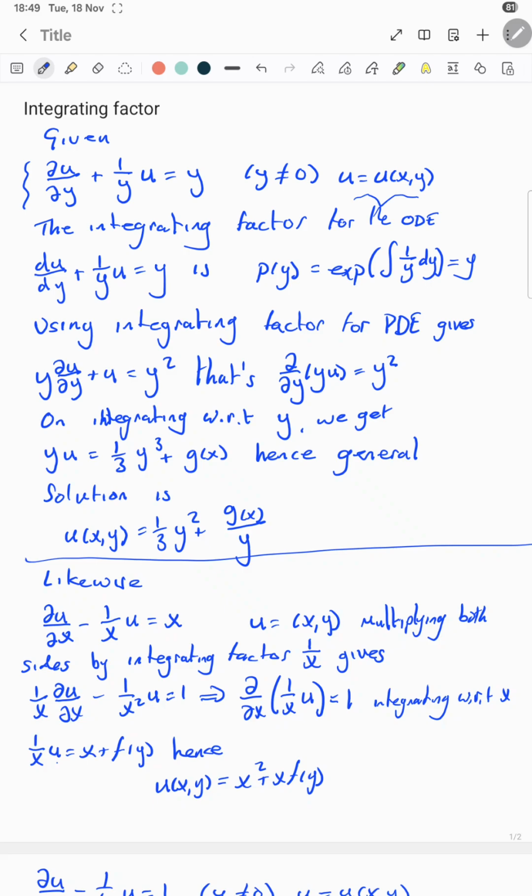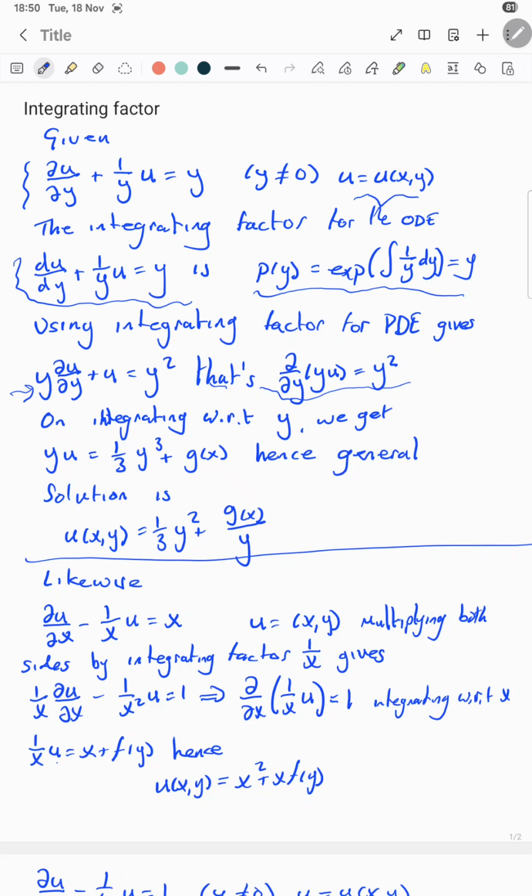The integrating factor for an ordinary differential equation is given here. In this instance, the integrating factor is p of y equals the exponential of the integral of 1 over y dy, which equals y. Now we use the integrating factor method for the partial differential equation, and it will give us this. Now d by dy of uy equals y squared. So we're integrating with respect to y.